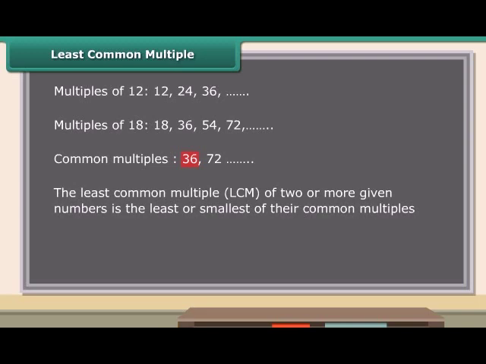The least common multiple, LCM, of two or more given numbers is the least or smallest of their common multiples.